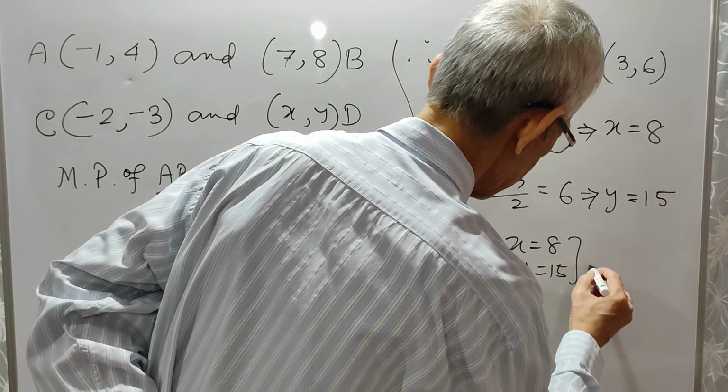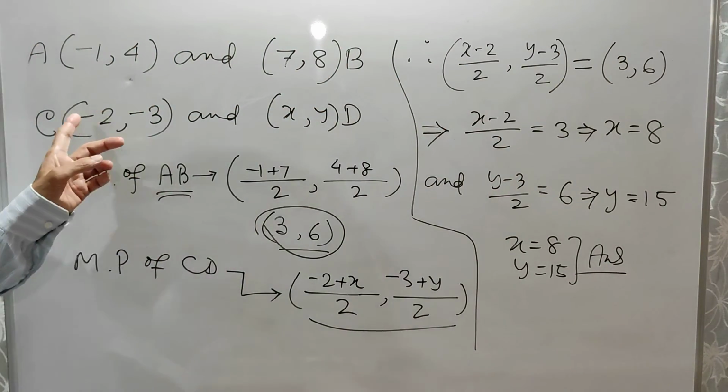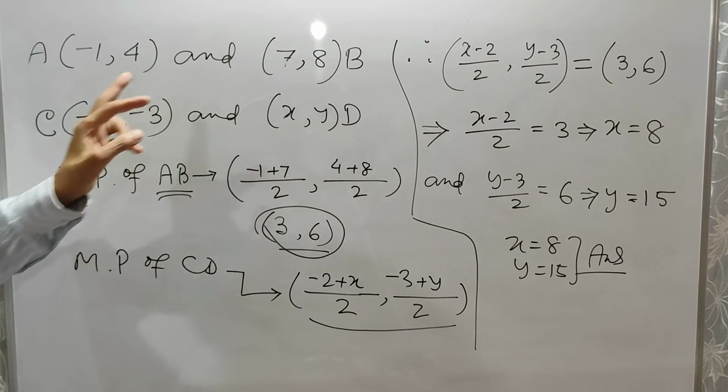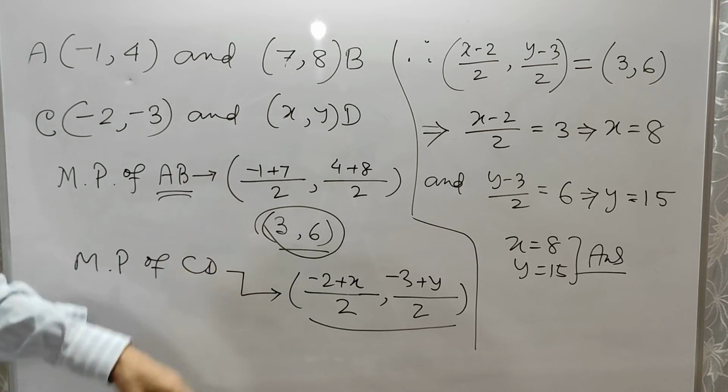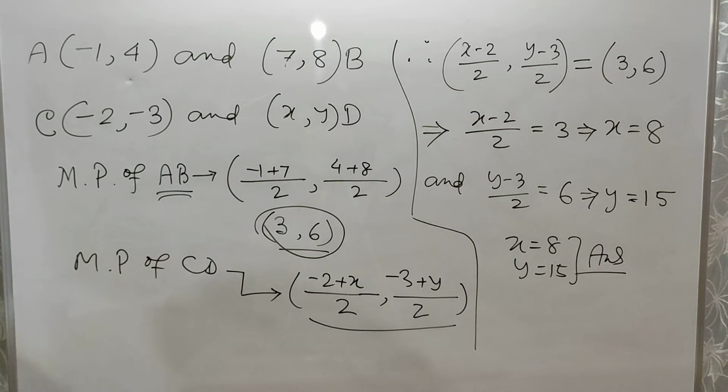The question was to find the values of x and y. This straight line and this straight line bisect each other. So we got the values of x and y: x is 8, y equals 15.